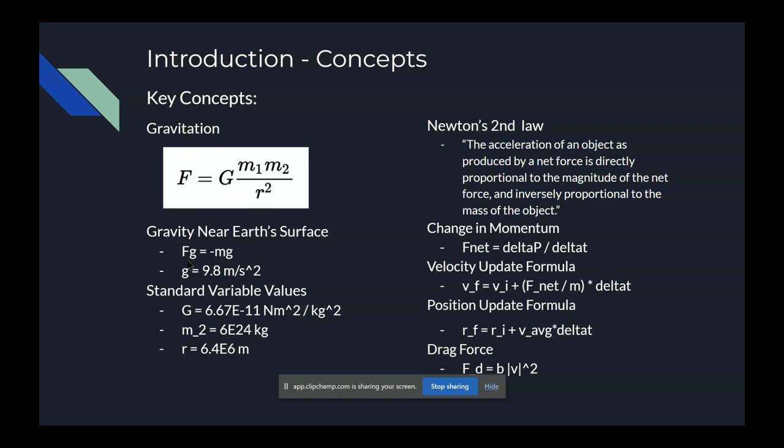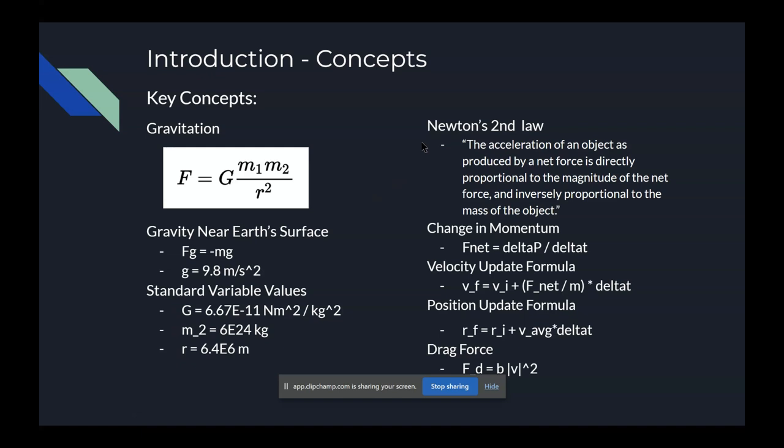So near Earth's surface, the force due to gravity on a given object is going to be equal to negative mg, this being because it is falling in the negative direction, the mass of the object, and the acceleration due to gravity, which is approximately 9.8 meters per second squared. This is given by the standard values of the gravitational constant, the mass of the Earth, and the distance between the center of the Earth and the object that you are dropping, approximately.